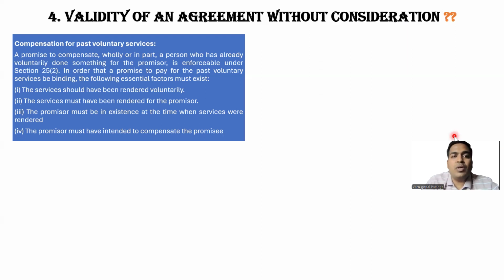So there are 4 conditions one has to satisfy. The services should have been rendered voluntarily. So in the past, you shouldn't have taken consideration. You shouldn't have done it for money or for some consideration. It has to be done freely, voluntarily. And the services were rendered for the promisor, or the promisor must be in existence at the time when services were rendered. And finally, the promisor today or in future is telling that he intends to compensate for the promise. If all these conditions are satisfied, then the agreement or the contract is valid.